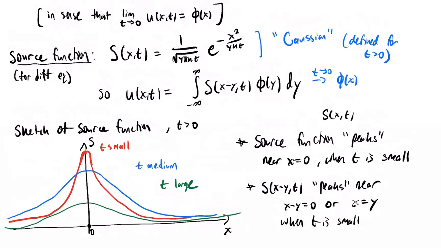And so what's going on is, the source function, when t is very tiny, is peaking for values of y that are very close to x, because it's peaking where x is equal to y. And away from this region, it's decaying pretty quickly. So what the integral does is it basically weights the point x. And as t gets closer and closer to 0, you basically only end up with the value phi of x.